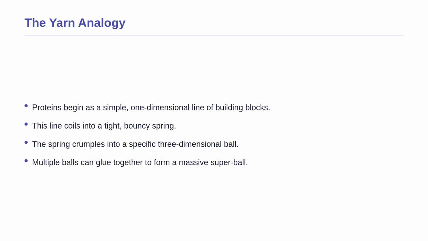To understand how proteins are built, imagine a long piece of straight yarn. That is just a simple one-dimensional line. This represents the basic chain of amino acids. Now, imagine you coil that yarn up into a tight, bouncy spring. Next, you take that spring and crumple it into a very specific three-dimensional ball.